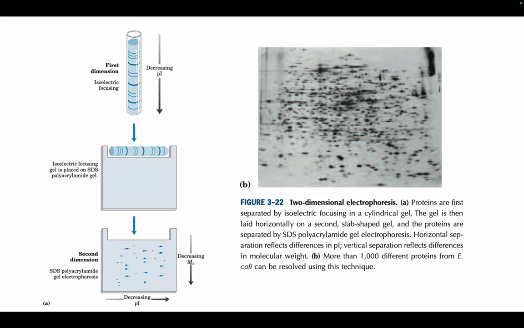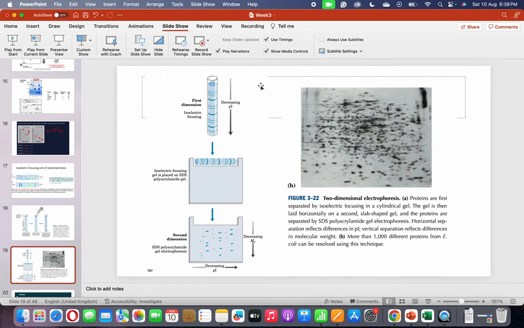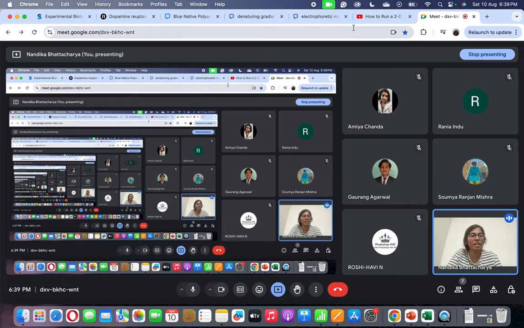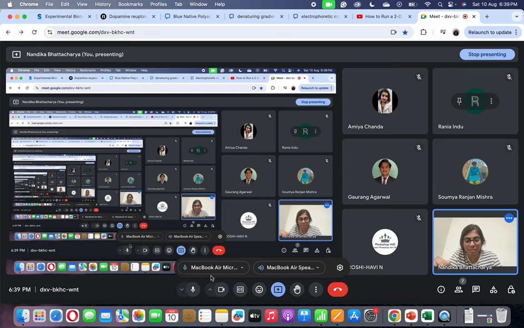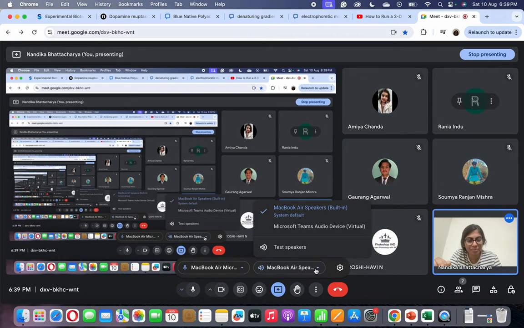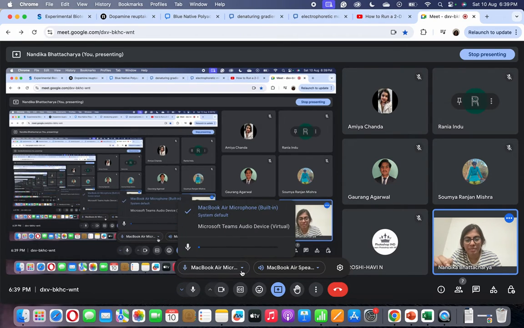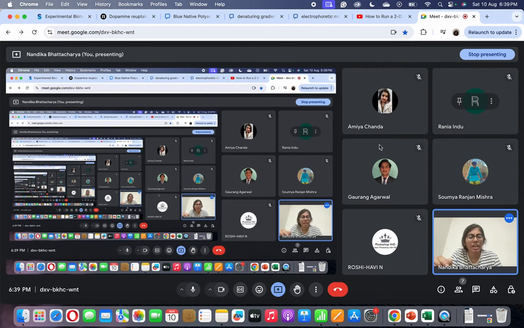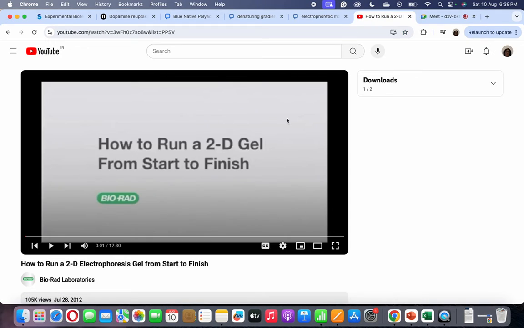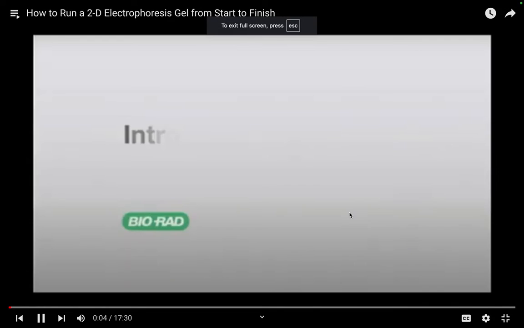Okay, so 2D gel electrophoresis can be a very useful tool depending on what your application is. I wanted to show you a video for 2D gel electrophoresis. I'll see if you can hear the audio. Just let me know if you can hear it, otherwise I'll do live commentary again for this. This is just showing us how to run a 2D gel.